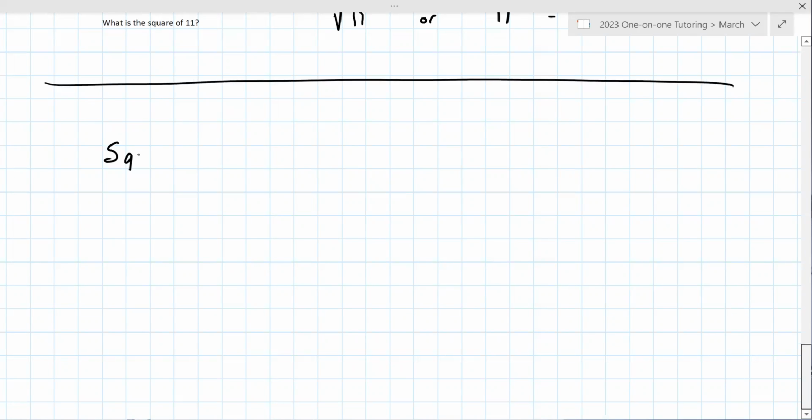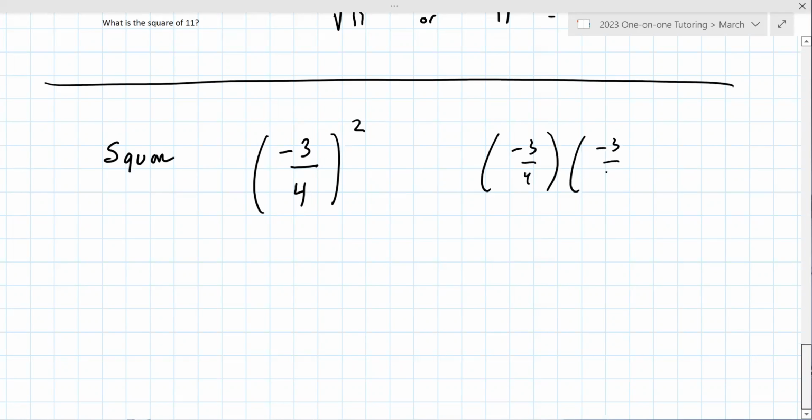So let's say the problem said to square -3/4. Square means to take whatever you're given and multiply it by itself. So it's -3/4 times -3/4. What does that become? -9/16. So two negatives, though, they make a positive. Oh yeah. -3 times -3 becomes +9, and the bottom is 16.